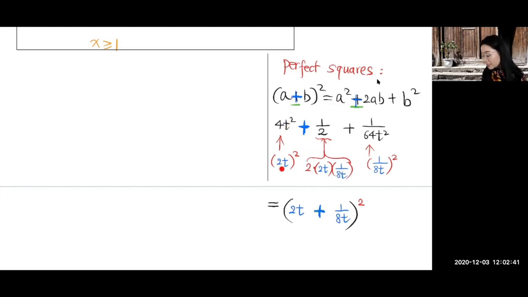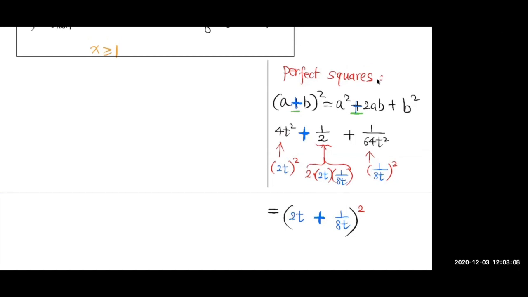So write the first and the last one as a square and see if you use 2 times this base and this base, does it match with this middle term right here? If it matches, then it is a perfect square. And you write the base here and the base here, and if it's addition here, then addition here. If it's subtraction, then you put a subtraction here. Okay, does that answer your question?